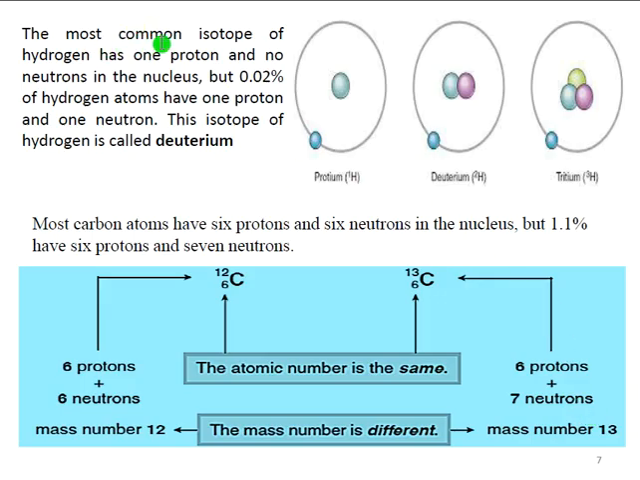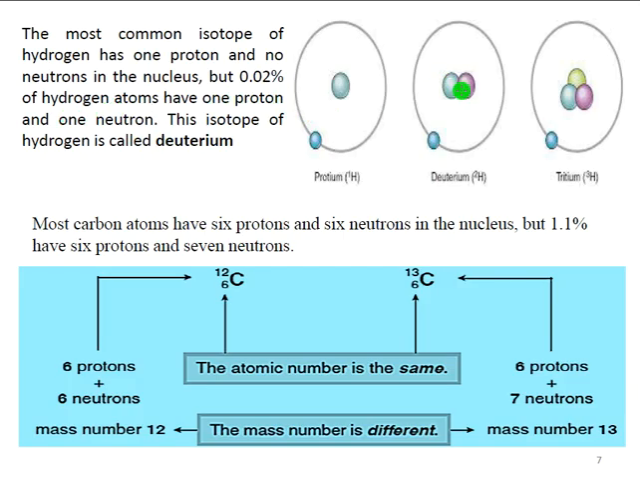The most common isotope of hydrogen has 1 proton and no neutrons. This is the most common form of hydrogen, called protium, with a proton in the nucleus. But 0.02% of hydrogen atoms have 1 proton and 1 neutron. This isotope of hydrogen is called deuterium. One proton and one neutron.